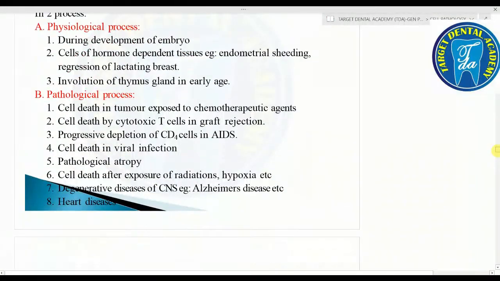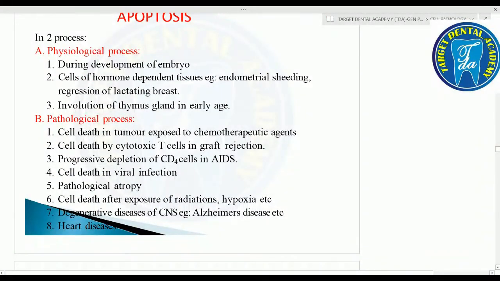So first we are going to discuss apoptosis. Apoptosis occurs in two processes, the physiological and the pathological process. In the physiological process, it takes place during the development of the embryo. The cells of the hormone-dependent tissues depend upon the tissues. Examples are endometrial shedding, regression of the lactating breast, and the involution of the thymus gland in early age.